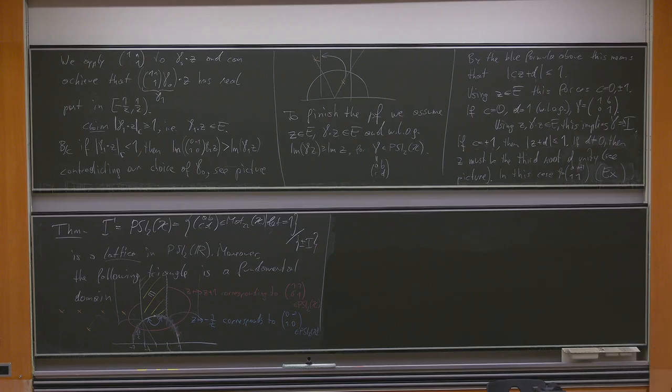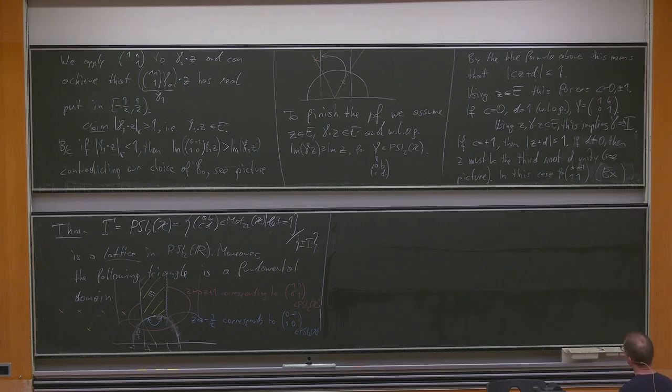Let's look at it again. We have Z and gamma Z, they're both inside E in our triangle. And there's symmetry between the two. We can always take the inverse of gamma if we want to. We may assume that the imaginary part of gamma Z is at least as big as the imaginary part of Z, and gamma is ABCD. By the formula for the imaginary part, this means that |CZ plus D| is less or equal than 1.